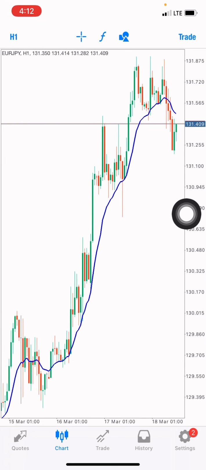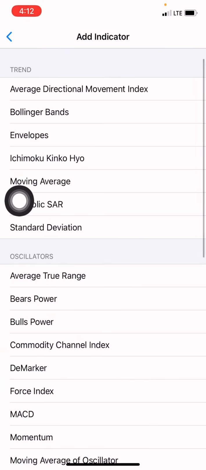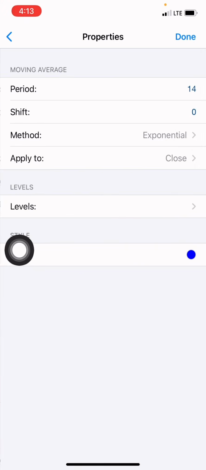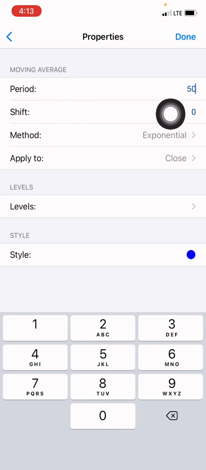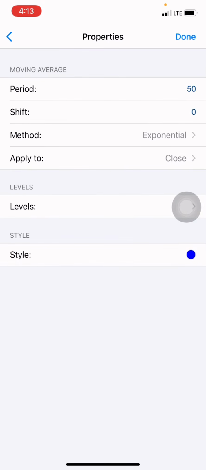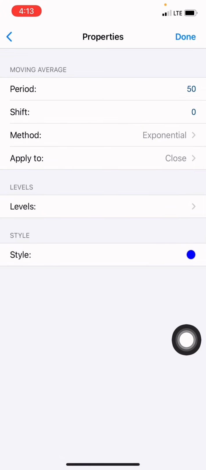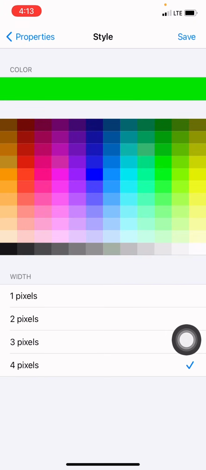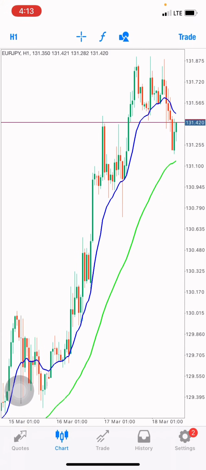So what we want to do is apply the second moving average. I'll tap anywhere on the screen, then come back to the main window, tap this, then choose moving average. Again we have settings, so I'll choose 50. I want this to be my 50 moving average. Then shift, I'll leave it at 0. Then method, I'll still choose exponential moving average because it tracks fast to price changes. Then apply to close. Levels, don't tap this. Under style, we're going to make this color green, and pixels, still 4. Then press save and done. So these are our 2 moving averages. Guys, this is how we apply moving average on the MT4.